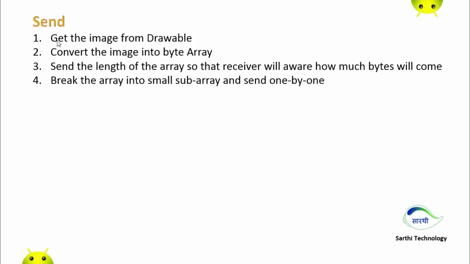From the sender side, first get the image from the drawable. You can also get the image from the gallery, but to make this project simple, I will get the image from the drawable and convert this image into the byte array. After that, send the length of the array so that the receiver will be aware of how many bytes will come. And after that, break the array into small sub-arrays and send the small arrays one by one.